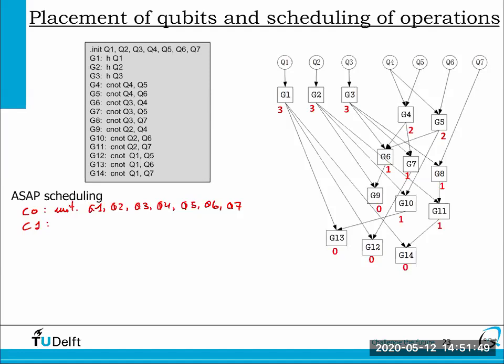Yes. Therefore, here I can do Hadamard Q1, Hadamard Q2, Q3, or just to put it in a very simple way, if I'm using Q4 for doing something, I cannot use Q4 for doing something else. If a qubit is involved in one operation, I cannot involve it in a different operation. And then, for example, I just put G4, that is the CNOT, Q4, Q5, right?